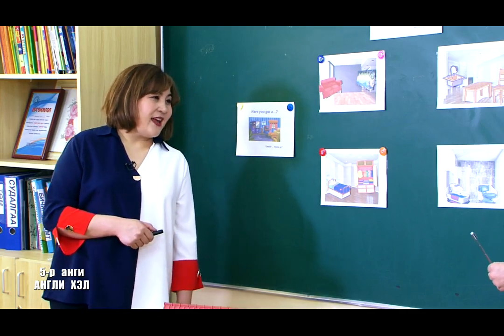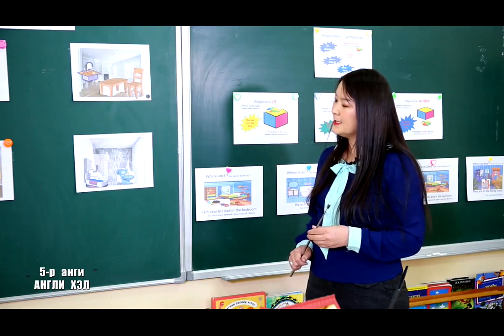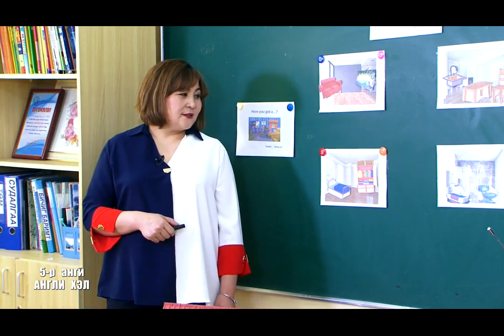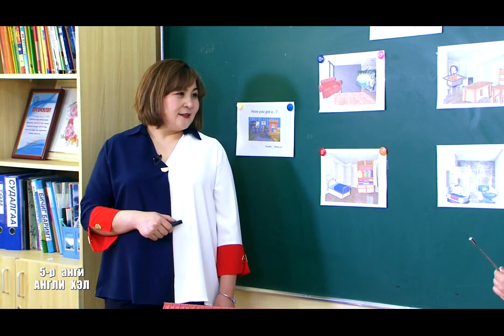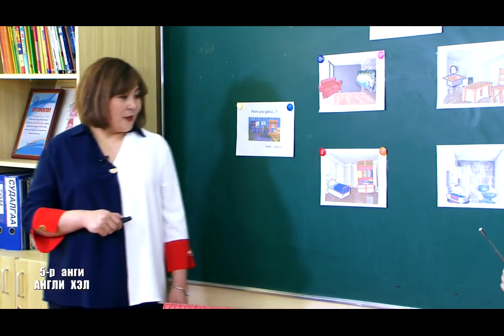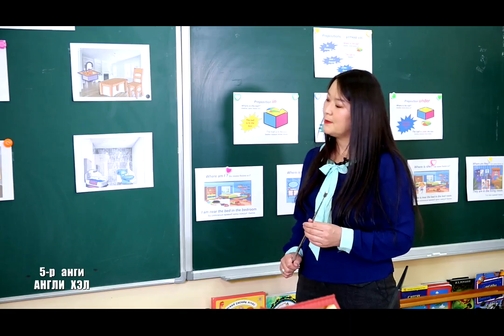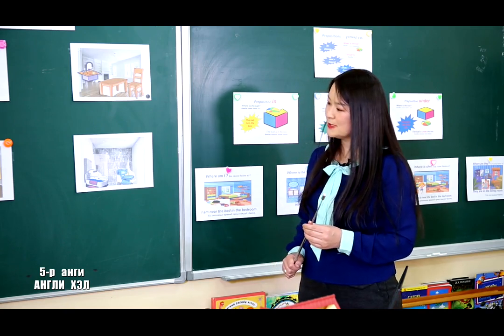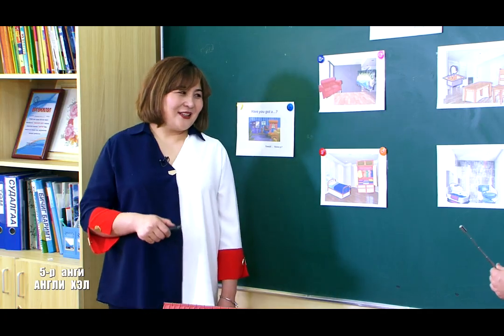Where is the bed? The bed is in the bedroom. Where is the wardrobe? The wardrobe is in the bedroom. Very good. One more time. Where is the bed? The bed is in the bedroom. Where is the wardrobe? The wardrobe is in the bedroom. Very good. Next one. Okay.